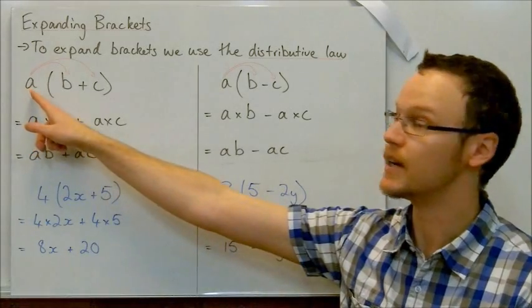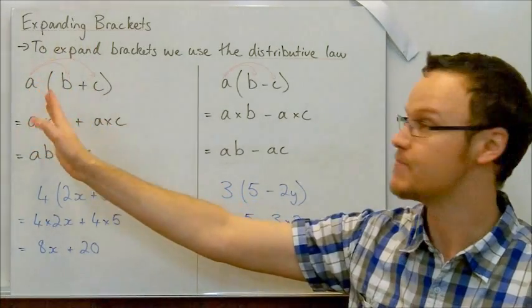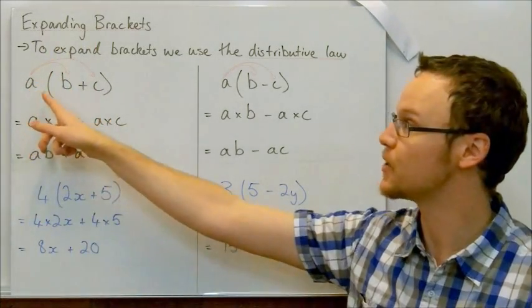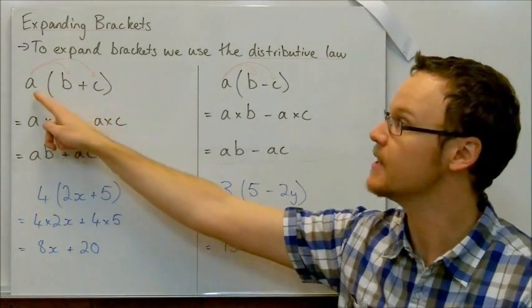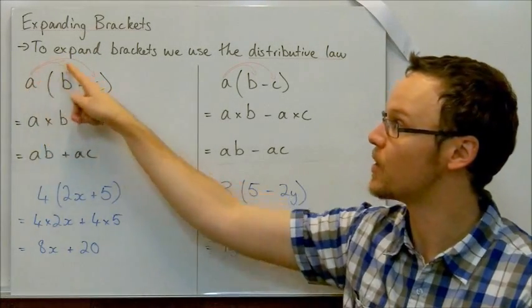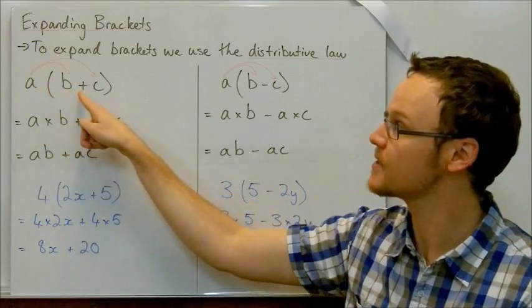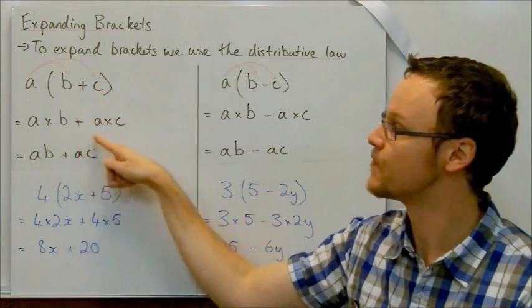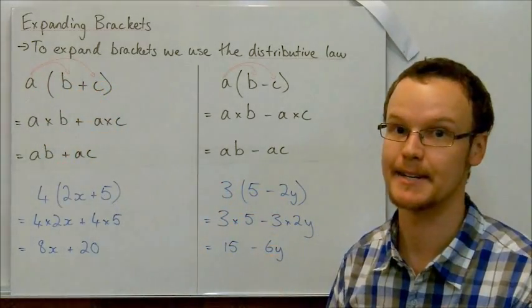So for any A, B and C, if we've got A times, and then in brackets B plus C, we can distribute the A with the B and the A with the C. So we go A times B plus A times C. And we're left with AB plus AC.